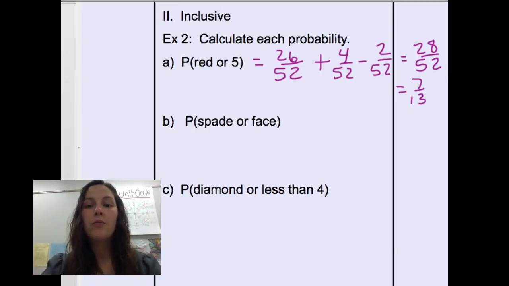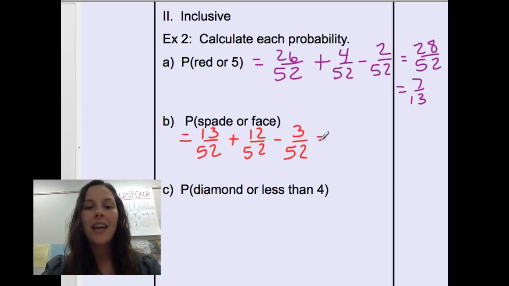Spade or a face card. Can you pull a card out of the deck that is both a spade and a face card? Yes, so these are inclusive events. There are 13 spades in the deck. We looked on that first slide, there are 12 face cards, the jacks, queens, kings, and there's 4 of each, minus the jack of spades, queen of spades, and king of spades. So there are 3 cards that we counted as spades and face cards. So that gives us 22 out of 52. Dividing each of these by 2 to simplify, we get 11 out of 26.